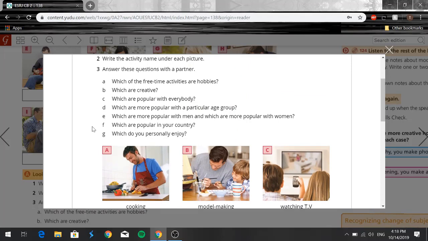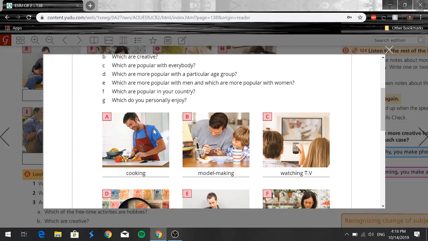C, which are popular with everybody. Which of these activities do people usually do on the daily? Definitely cooking, yes. What else? That's correct. We have watching TV as well. Not as much as before, but everybody back in the day used to watch TV. Till now, actually. People just mindlessly watch TV.